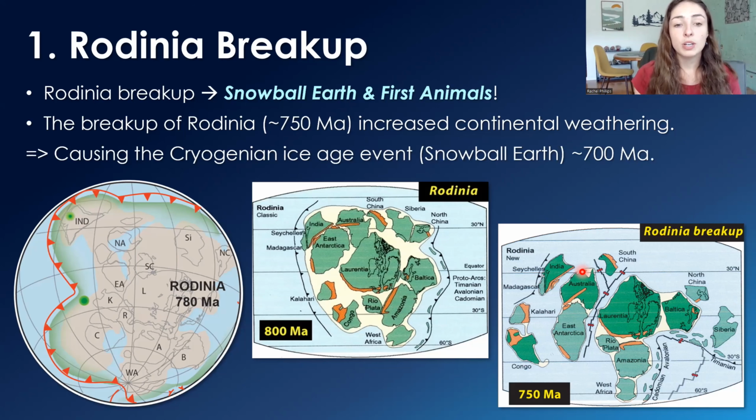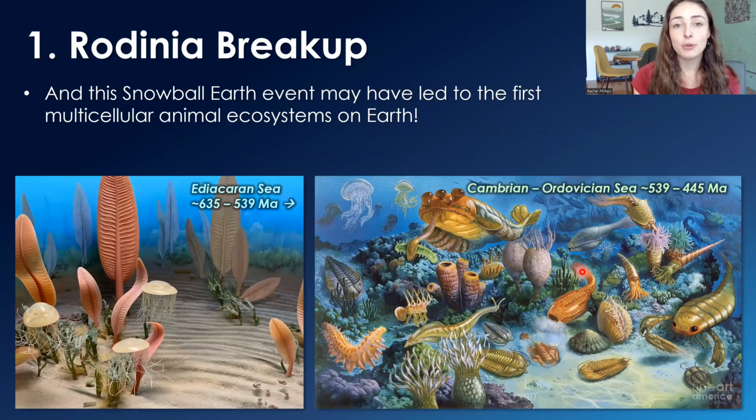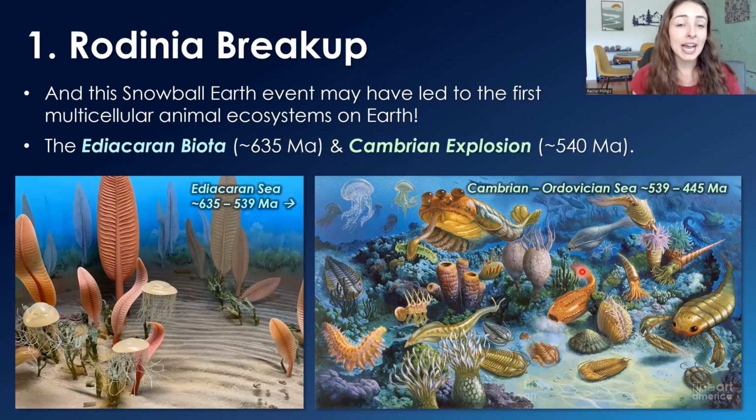And this led to the Cryogenian Ice Age event. In other words, Snowball Earth, around 700 million years ago. And it's thought that this Snowball Earth event may have led to the evolution of the first multicellular animal ecosystems on Earth. That is, the Ediacaran biota, which evolved around 635 million years ago, and then the Cambrian explosion right after that, around 540 million years ago.